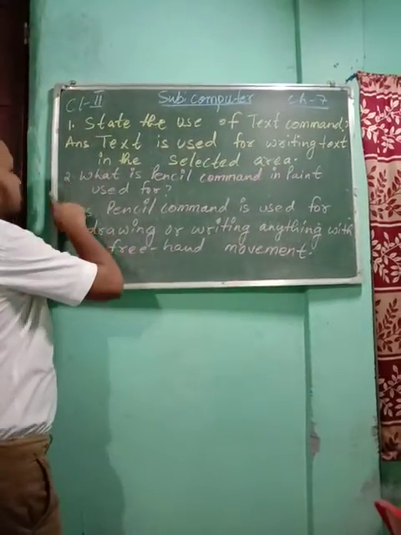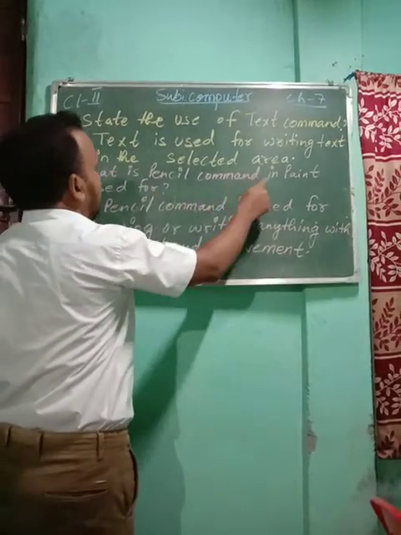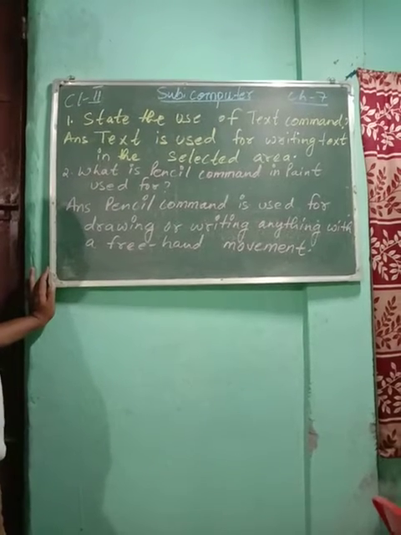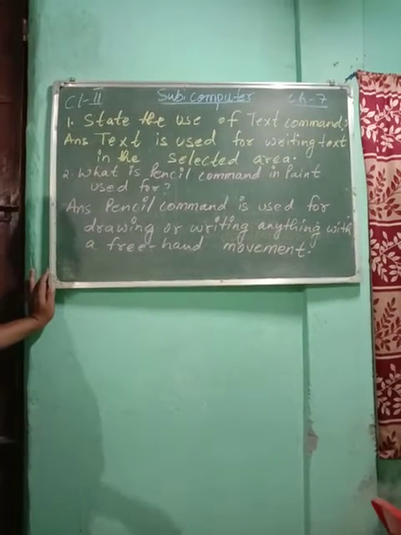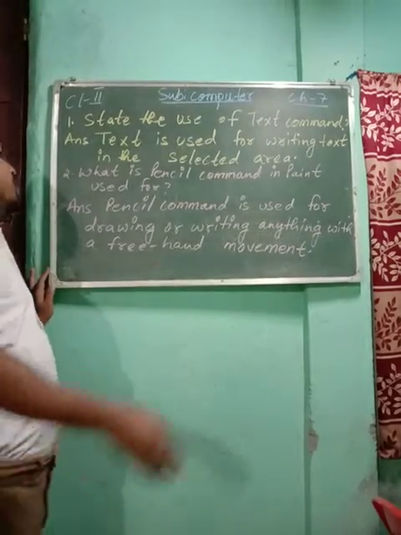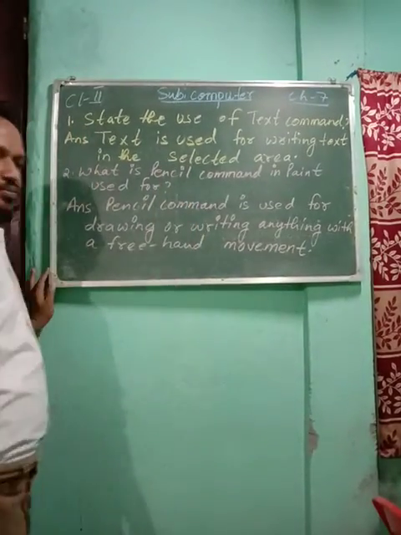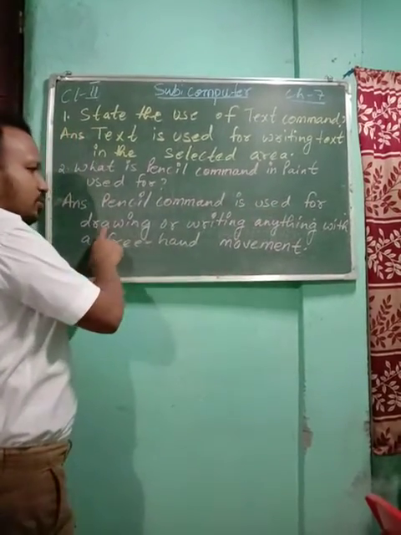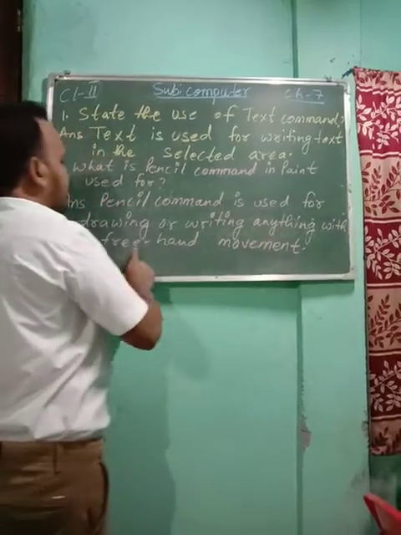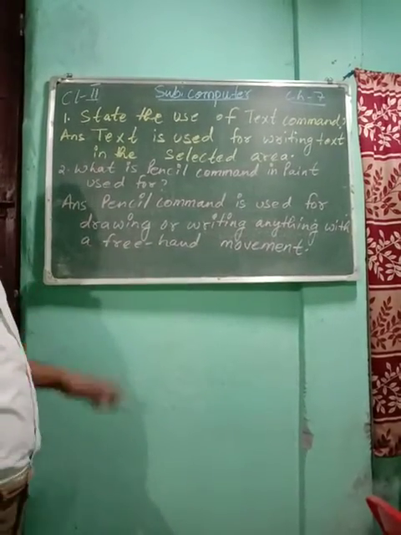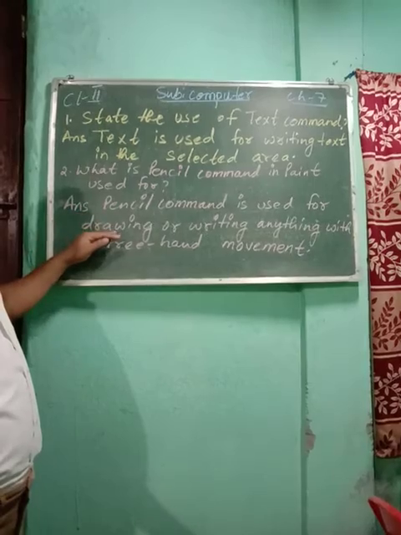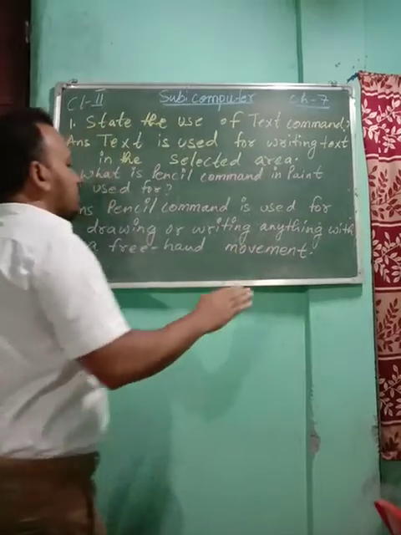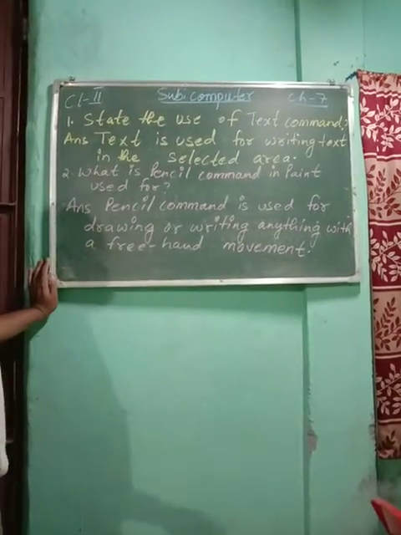Number 2. What is pencil command in Paint used for? Now you see, what is the use of pencil command? In Paint we have pencil also. What is the use of this? The answer: pencil command is used for drawing or writing anything with a freehand movement. With the pencil command you can make drawings and write anything, whatever you want, with your freehand movement.